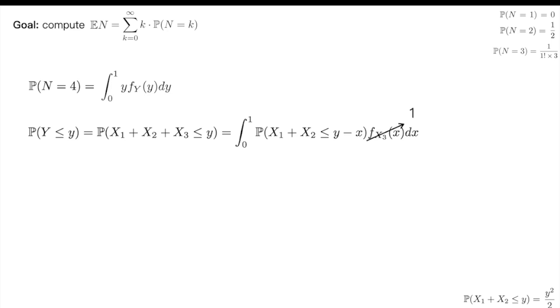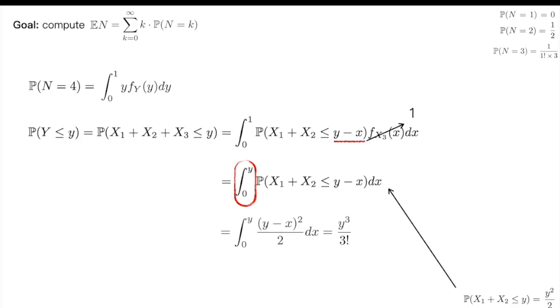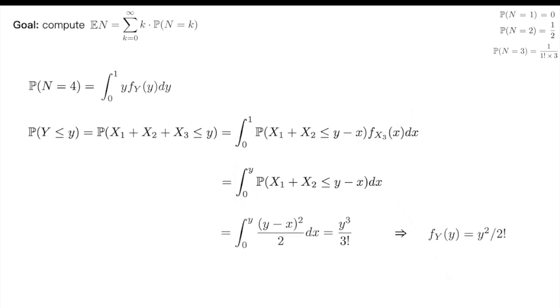And further, because this small y minus small x cannot be a negative number, otherwise this probability is 0, we can shrink our integral limit from 0 to 1 to be 0 to y again. This is a trick we have used previously. And now the density, or the CDF, of x1 plus x2 is waiting for us in the bottom right corner. So we can plug it in here, and finally we will end up with the answer y cubed divided by 3 factorial. And also the density of y is y squared divided by 2 factorial.